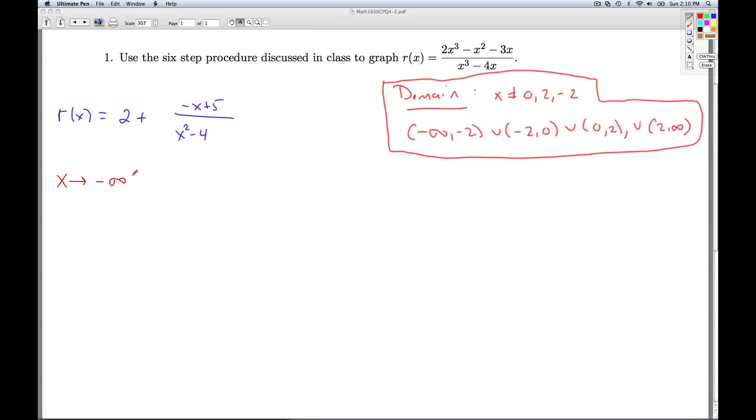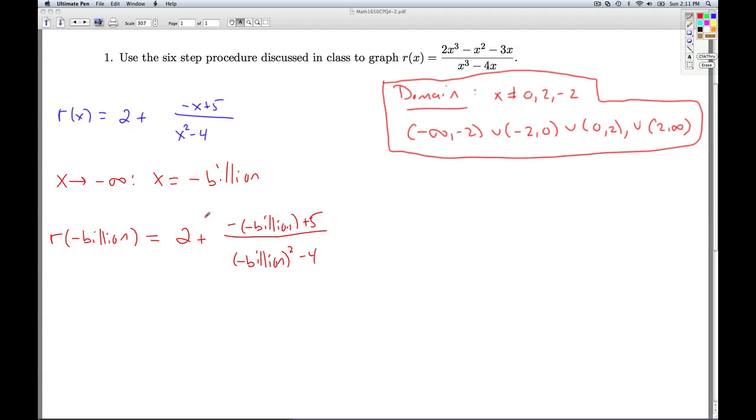All right, let's look at x going to negative infinity. So we can imagine x being negative a billion. So I plug that into the function and see what I get out. I get 2 plus, and then in the numerator I have the opposite of negative a billion, plus 5, and in the denominator I have that negative billion squared minus 4. And so once again I want to figure out what's happening with this leftover piece. So in the numerator there I've got the opposite of negative a billion, well that's positive a billion. And adding 5 to that's not going to really change it much. And then in the bottom I get the negative billion squared. And the 4 doesn't change that much, and so that's 1 over a billion.